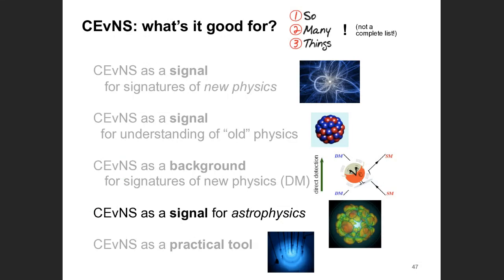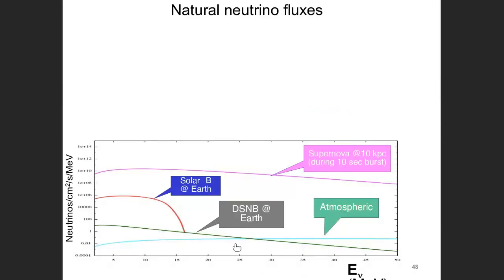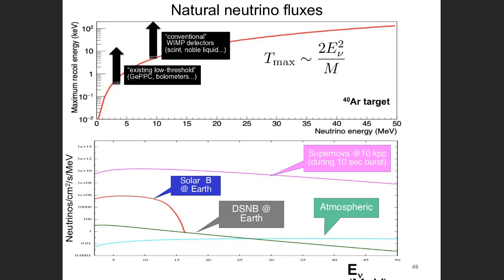Now getting back to CEvNS as a signal for astrophysics, it's a background for dark matter, but it could be a signal for neutrino physics. On the bottom is a plot of natural neutrino fluxes. The ones on the bottom are the ones that make up the solar neutrinos. There's the DSNB, that's the diffuse supernova neutrino background. That's neutrinos from all the supernovae that have occurred over the history of the universe, making their way to Earth. And then there are atmospheric neutrinos. This pink is the supernova flux during the 10-second burst. That's a burst flux, so that's a transient kind of signal, but it's in that energy range. Now, if you superimpose on here, this is the maximum recoil energy you get for an argon target, and these are thresholds here.